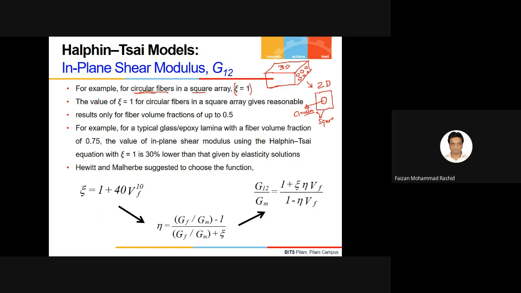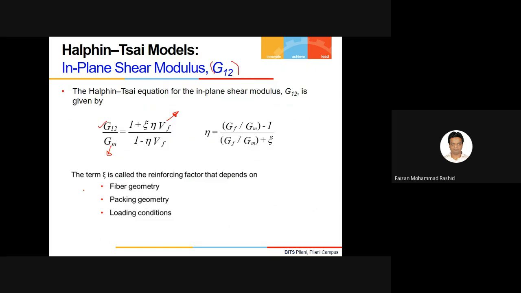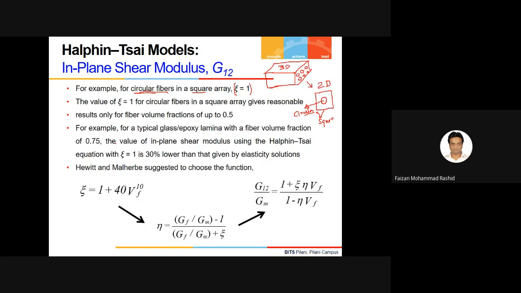So if I put the value of zeta equal to 1, and put the value of shear modulus for fiber and matrix here, then I will get a value of eta. And once I get the value of eta, I will put the value of eta in this position here and here. Then I will get the value of G12. So what was the issue with them?